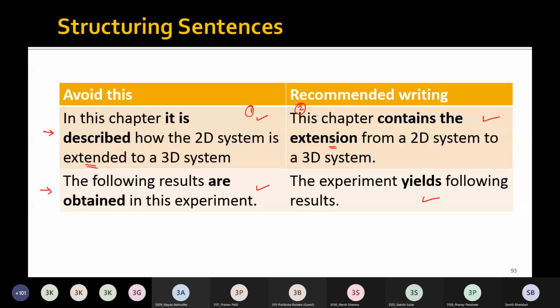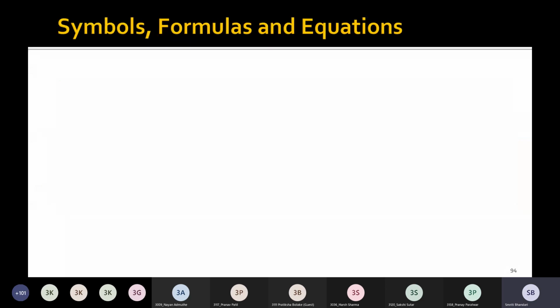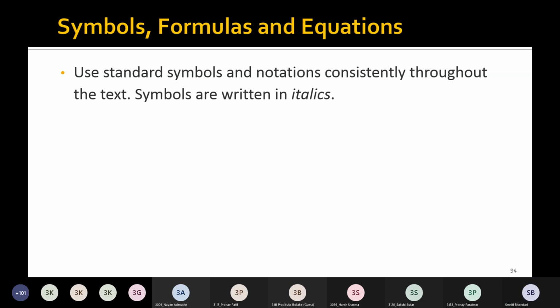Yes, ma'am. Right. So while writing your technical documents, please try to focus on how you are structuring the sentences. Instead of having something complicated in the sentence, precisely mention whatever you would like to emphasize and construct simple sentences. Those will make sense. Now let us proceed further with the symbols, formulas and equations that we make use of while writing the documents.